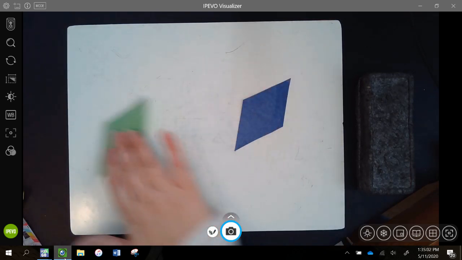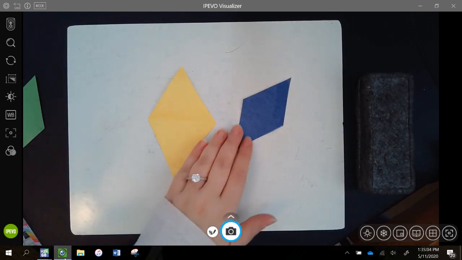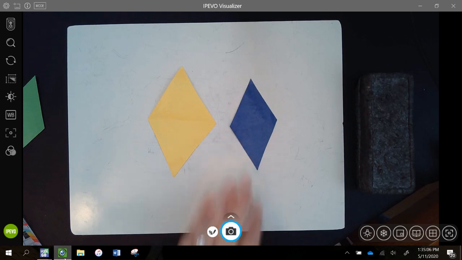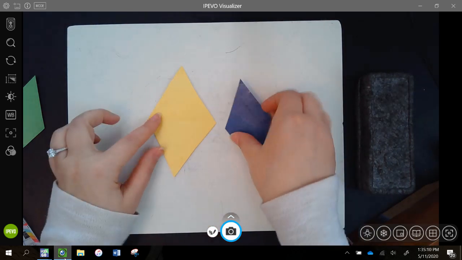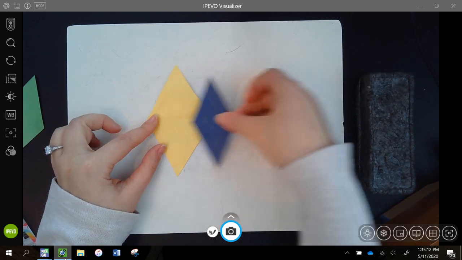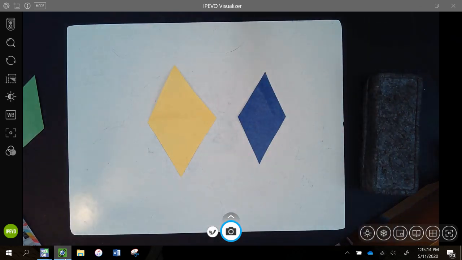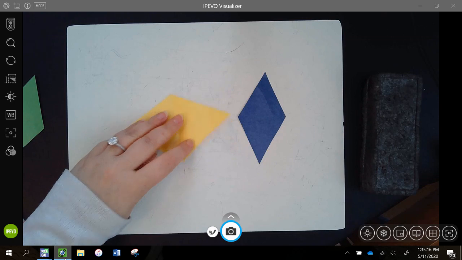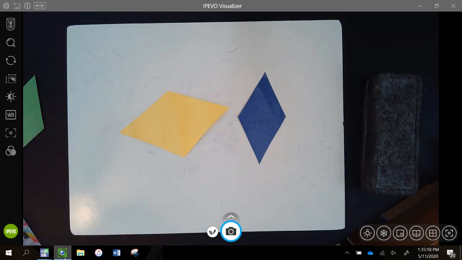If I took this away and put this rhombus here, those two shapes would not be congruent because the yellow one is much bigger than the blue one, okay? You might even see it look like this. It's still not congruent.